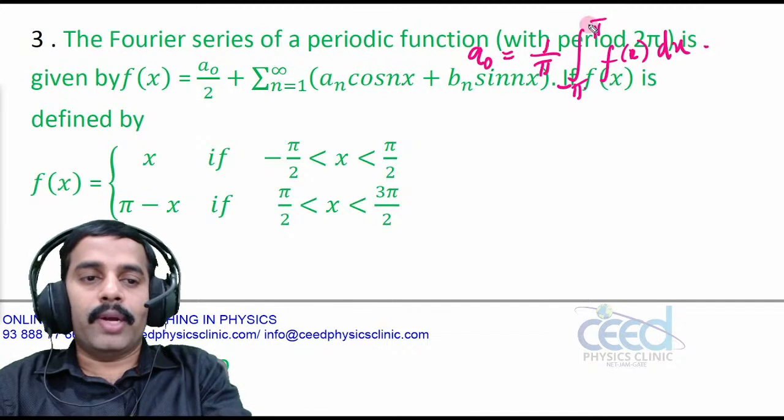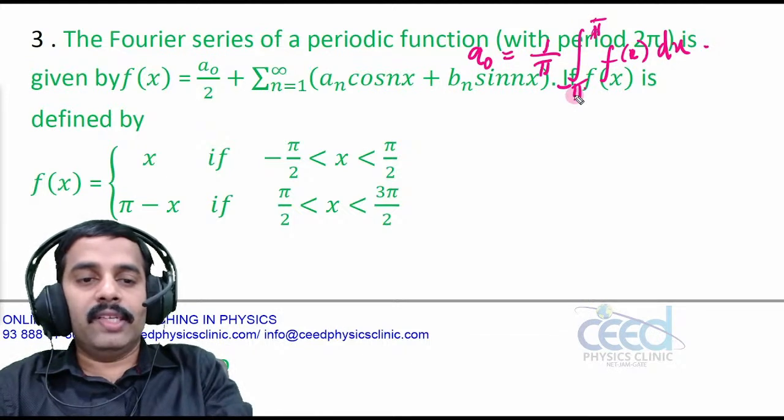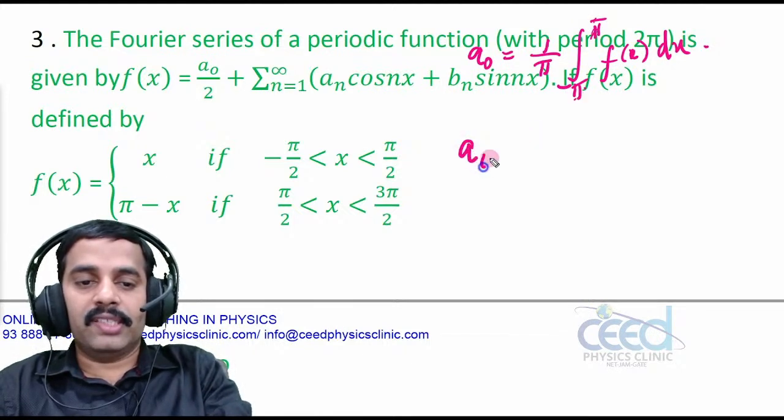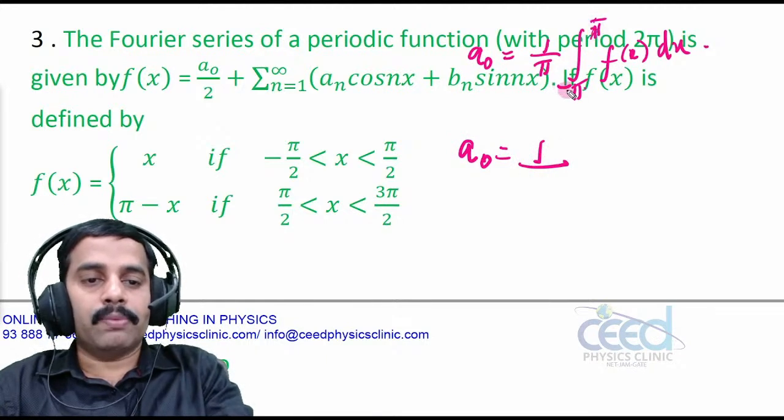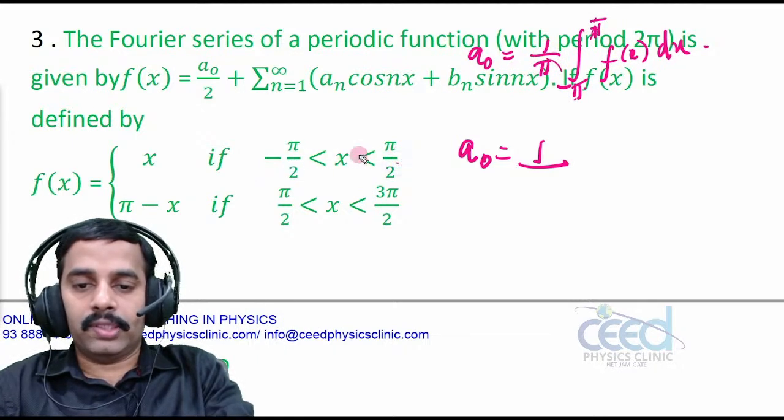Suppose you are considering minus pi to pi, that is the width, right? What are we going to write here? That is half of the width of this interval, right? Here the width is pi minus minus pi, that is 2 pi. Half of 2 pi is pi. So here we have to write the half-width of this interval, right?